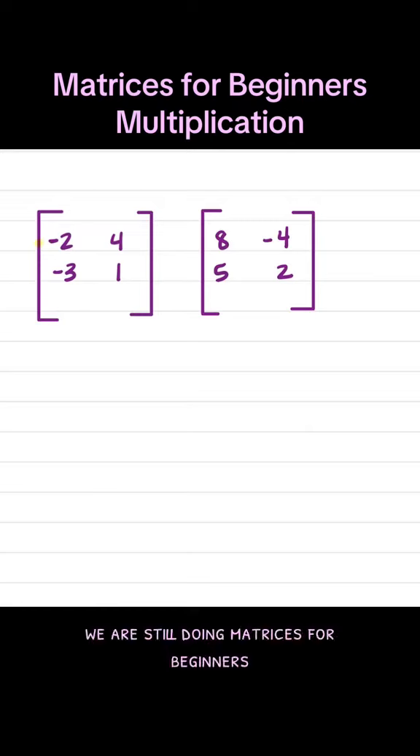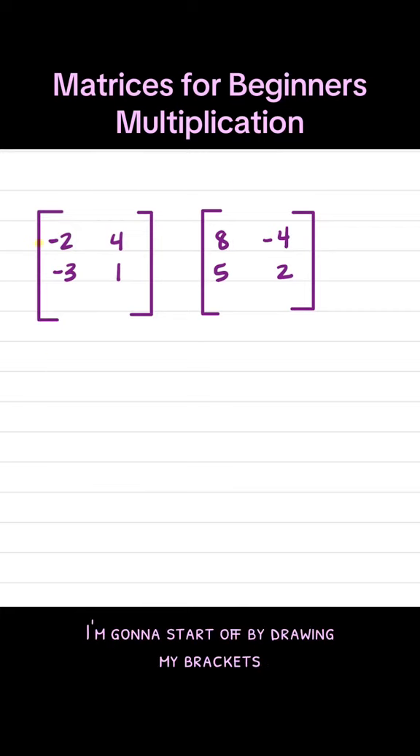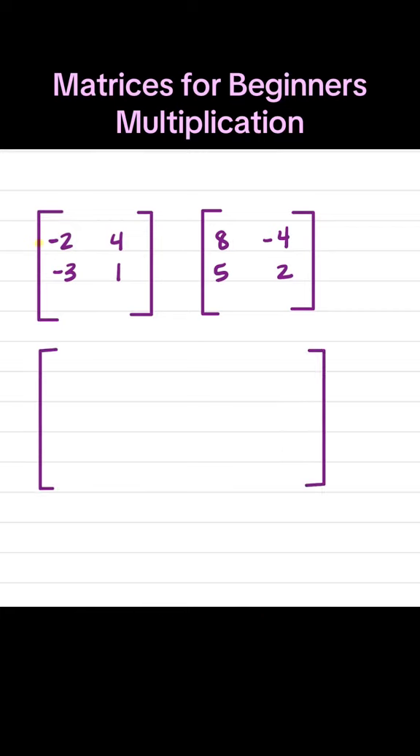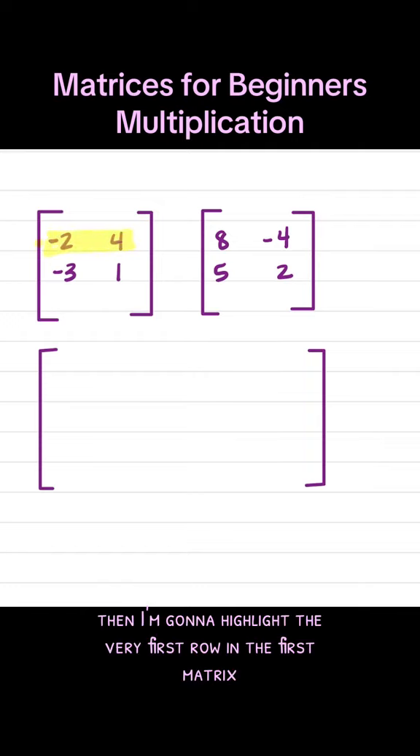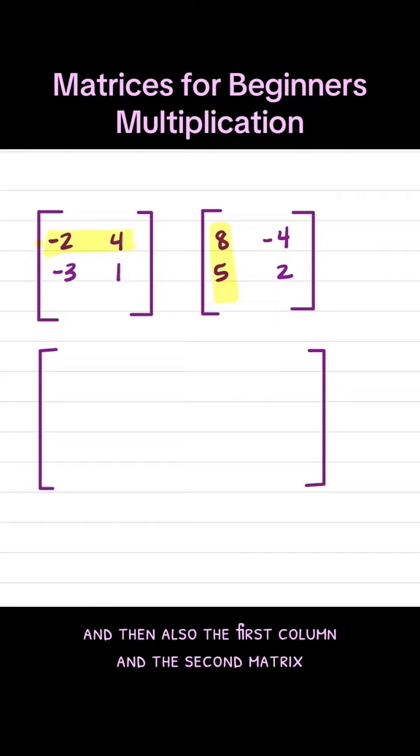You're still doing matrices for beginners, and we're showing how to multiply right now. So keep watching. First, I'm going to start off by drawing my brackets. Then I'm going to highlight the very first row in the first matrix, which is -2 and 4. And then also the first column in the second matrix, which is 8 and 5. And then now I'm going to be ready to multiply.